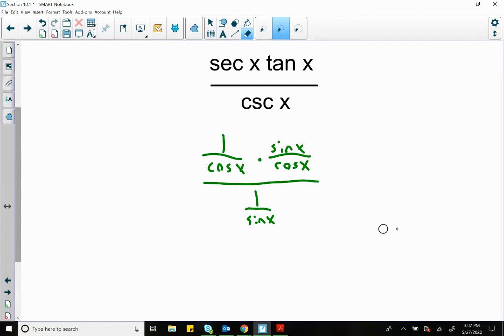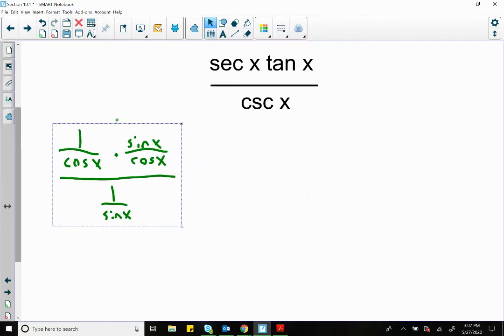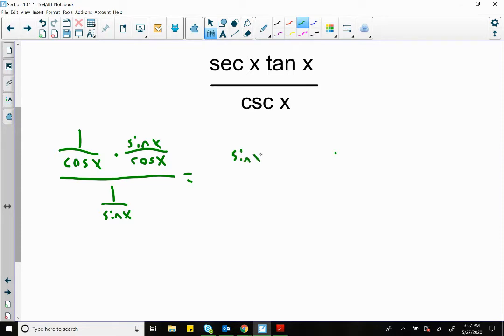Let's just grab this, move it over here, and work across. So first things first, I'm going to condense the numerator down. How do I multiply fractions? You just multiply straight across. So 1 times sine is sine x. Cosine times cosine, cosine squared x. Okay?